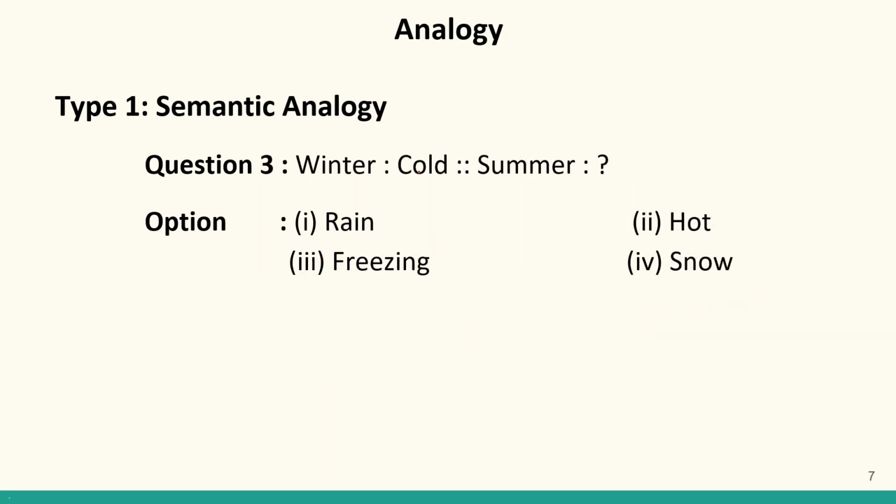Now, winter is to cold and summer is to hot. So I can see very clearly that in winter the weather is cold, right? Similarly, in the summer the weather is hot. So the relationship is what type of weather there is in winter and summer. So our answer will be option number 2, hot.